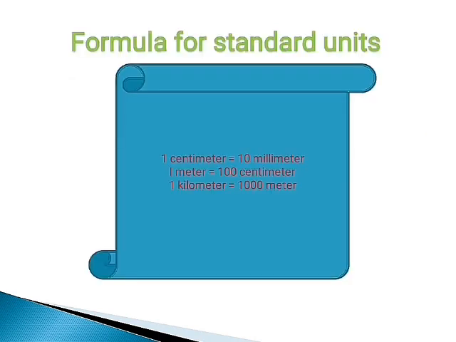So these are the standard units. Now look at the formulas, dears. Number 1, 1 centimeter is equal to 10 millimeter. Number 2, 1 meter is equal to 100 centimeter. 1 meter is equal to how many centimeter? 100 centimeter. Number 3, 1 kilometer is equal to 1000 meter.